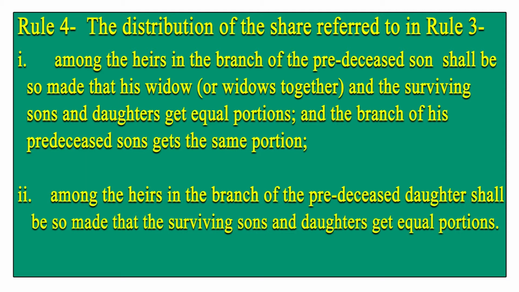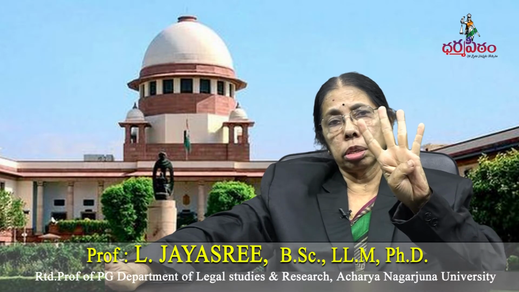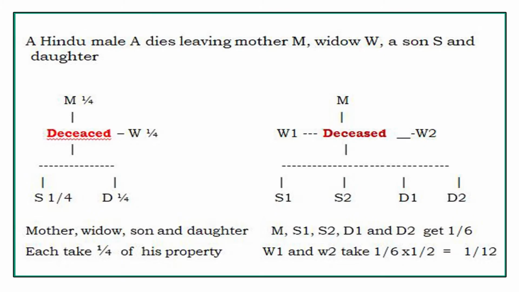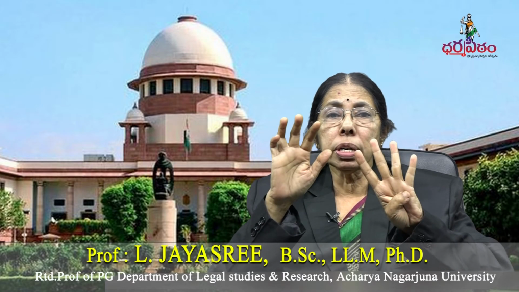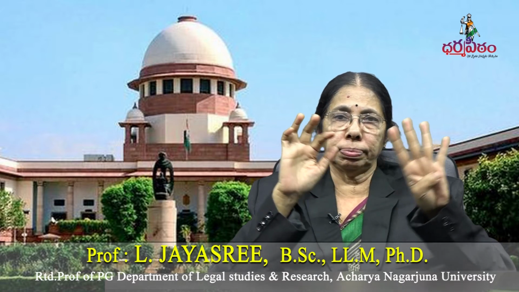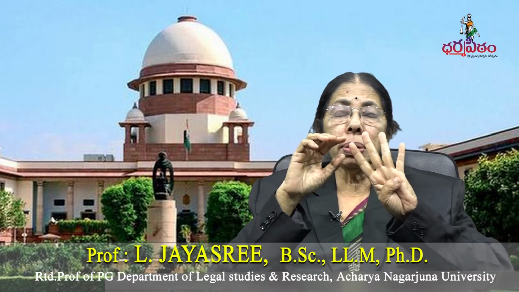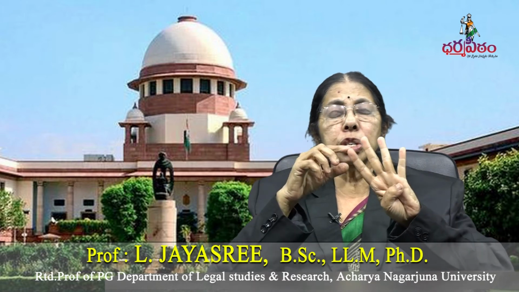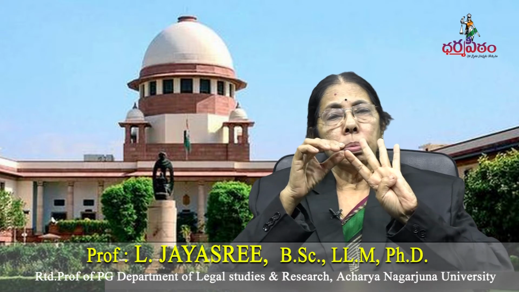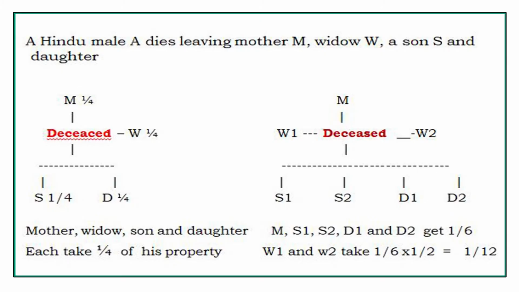First illustration. A Hindu male died leaving mother, widow, son and daughter. So 4 heirs are left. Then his property will be divided equally into 4 portions, and each will get one part. That is 1 by 4 for the mother, 1 by 4 for the widow, because there is only one widow, she will take 1 by 4. The son will get 1 by 4, and the daughter will get 1 by 4.